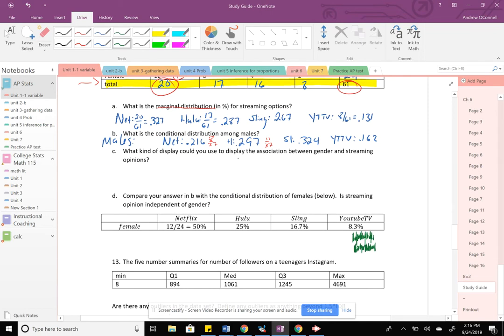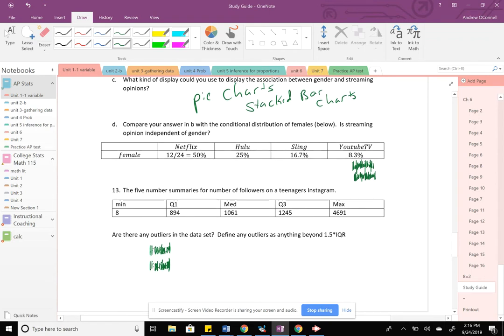What kind of display could you use? What display could you use to display the association between gender and streaming options? Something like a pie chart would work. Or a stacked bar graph would be good, so that you would be able to compare your answers with part B, with the conditional distribution of females, which I gave you below.